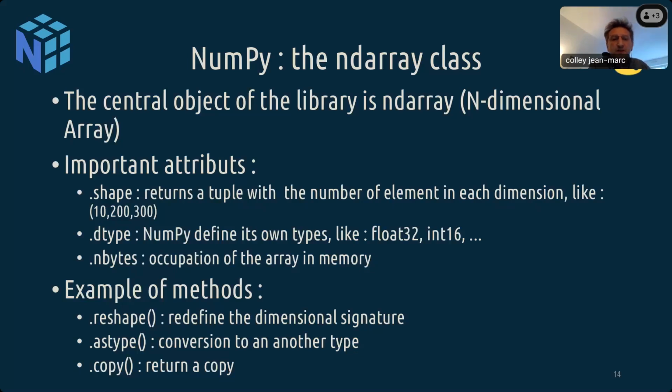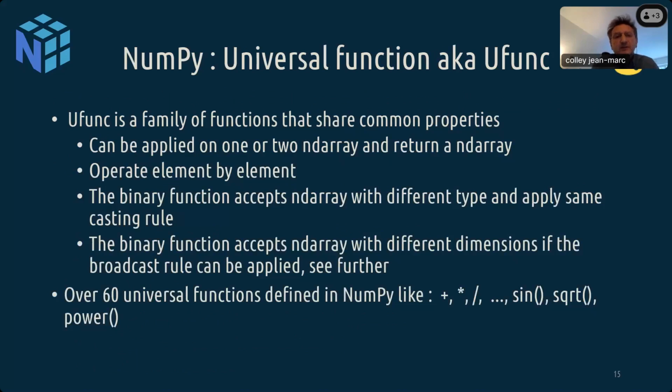The reshape method allows you to redefine the shape of the array. astype modifies the element type of the array, and copy duplicates the array memory. Universal functions are a family of functions that share common properties. They can be applied on one or two ND arrays and return an ND array.